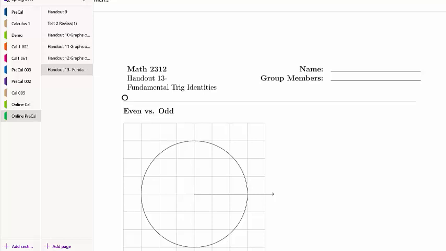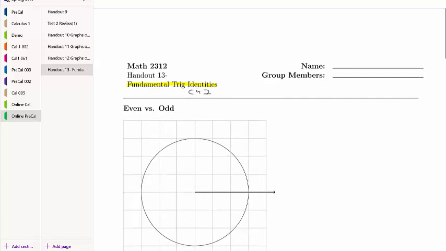Hello, pre-calculus. Today we'll be going over the fundamental trig identities. And this will correlate with Chapter 7 material, so make sure you are doing the homework in MyLabs Plus. Alright, so let's take a look at this.